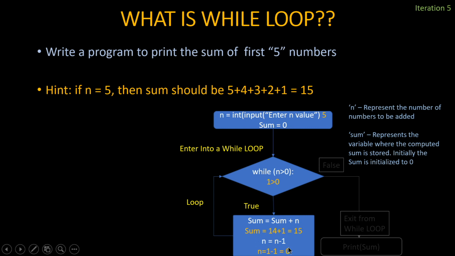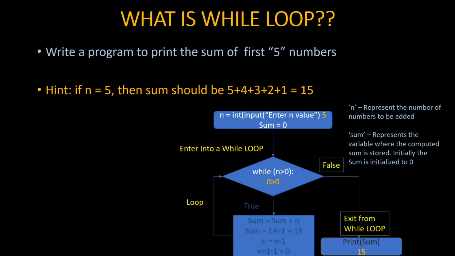In the next iteration, is 1 greater than 0? Yes, it is. So the value of sum is 15 and the value of n is 0. Is 0 greater than 0? No, it's not, which means our condition is false. The moment the condition is false, we exit from the while loop and it will print sum, which is 15.